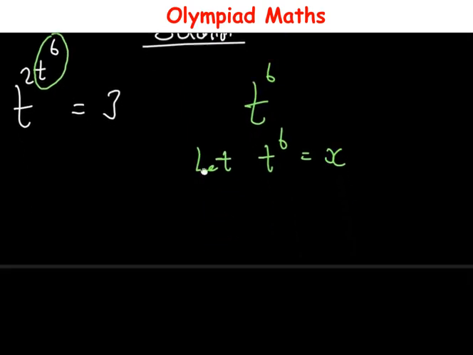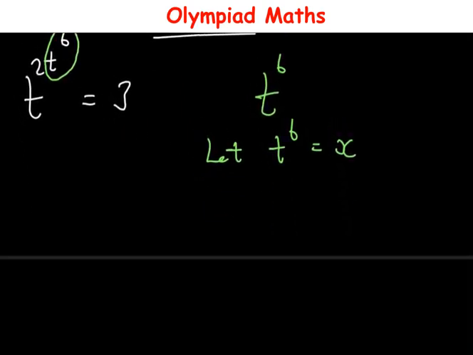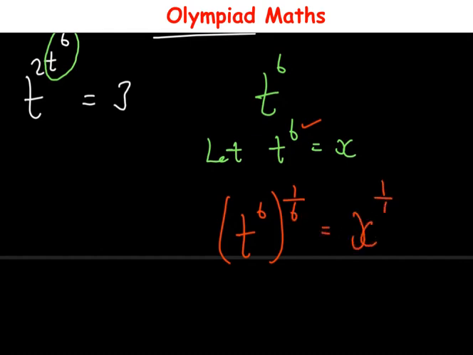And to solve for the value of t, what we are going to do is to eliminate this power 6 right here. And to do so, we are going to raise both sides of the equation to power 1 over 6. So that becomes, in brackets, t raised to power 6 all raised to power 1 over 6 is equal to x raised to power 1 over 6.